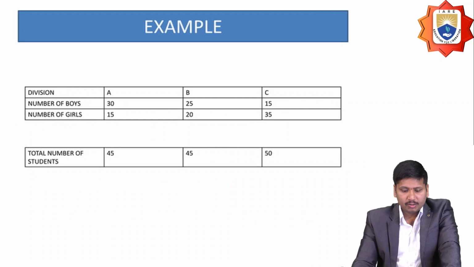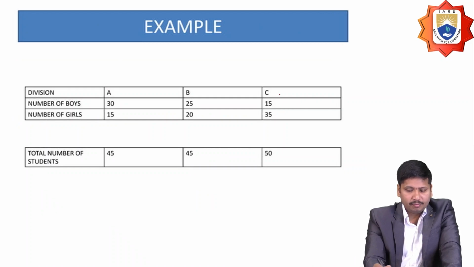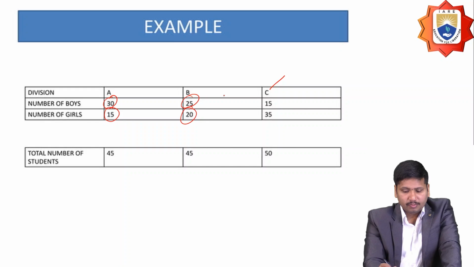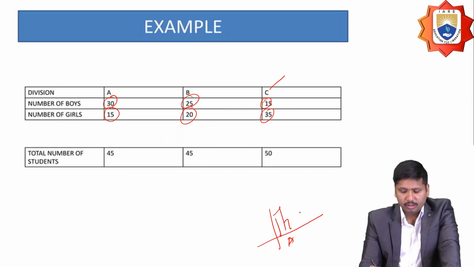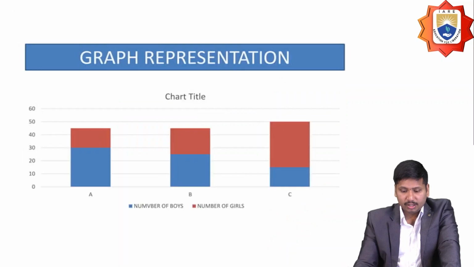Suppose I'm going to consider this. Division A, B, C, I'm considering three divisions. In division A, I'm representing the number of boys and girls. In division B, the number of boys and girls, and the number of boys and girls in division C. Normally I can represent this one through a multiple bar graph. Some other better way of representing this is the multiple stacked bar chart.